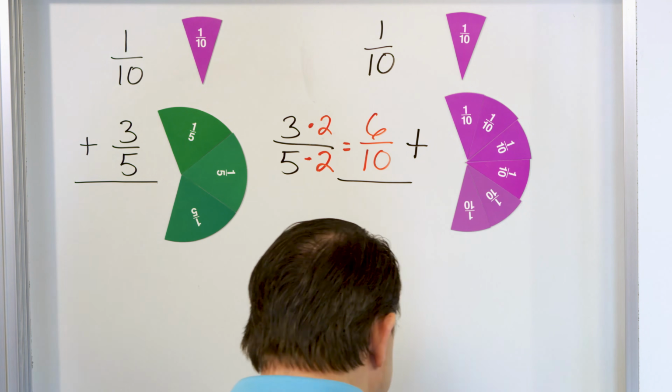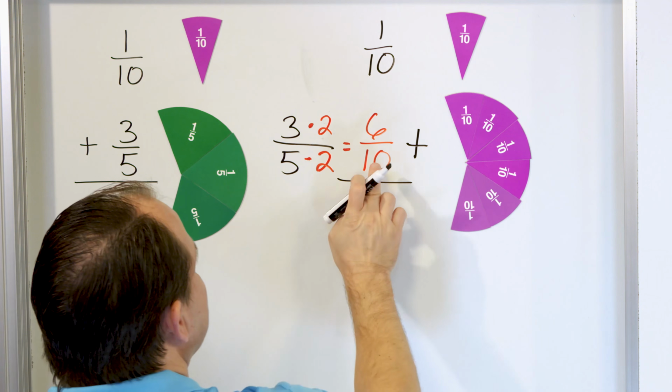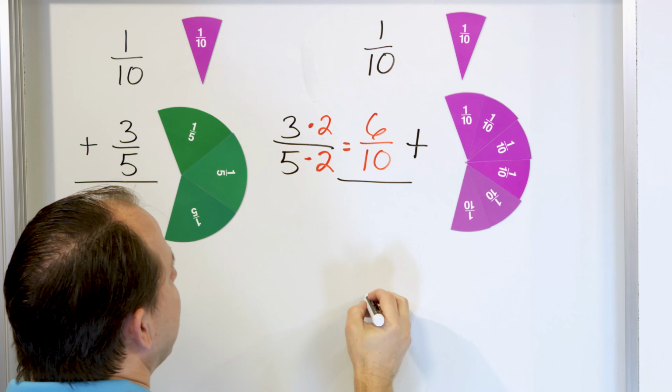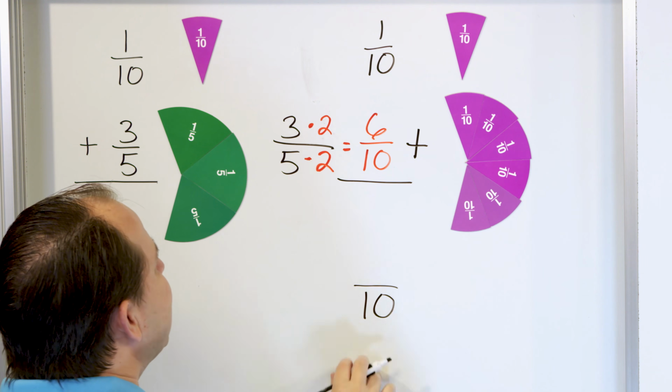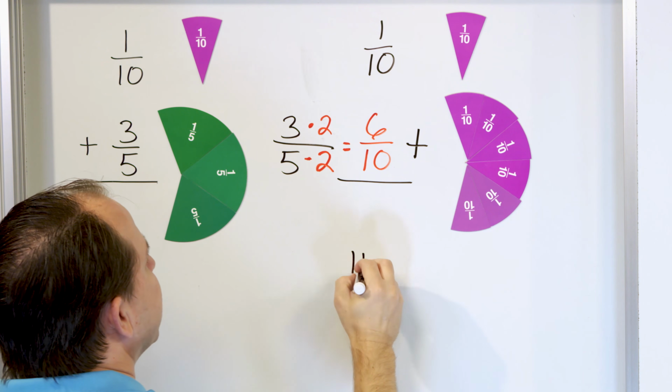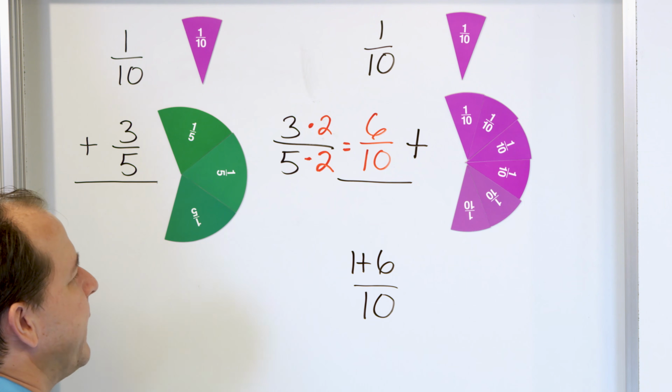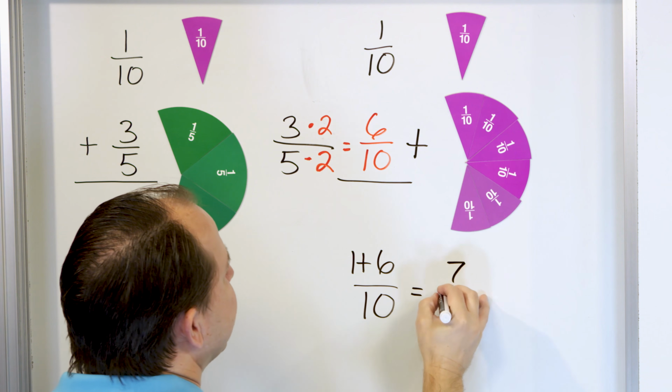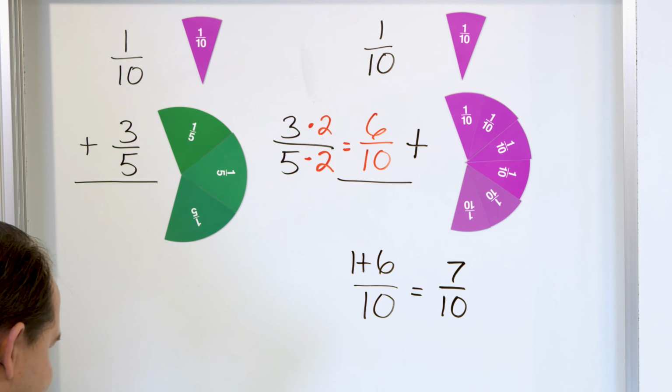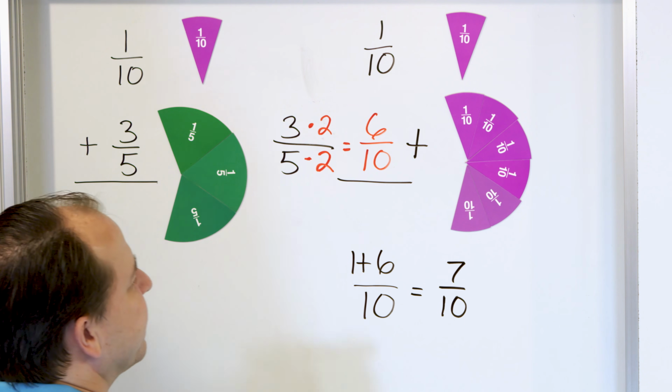So what is going to happen here when we add these together? Well, 10 and 10 are my common denominator, so I'll just put that as a 10. And in the top, we have 1 plus 6, 1 plus 6 because we add the numerators. We've talked about that before. What do we get? 7 tenths. And then we ask ourselves, can we simplify this fraction any further?